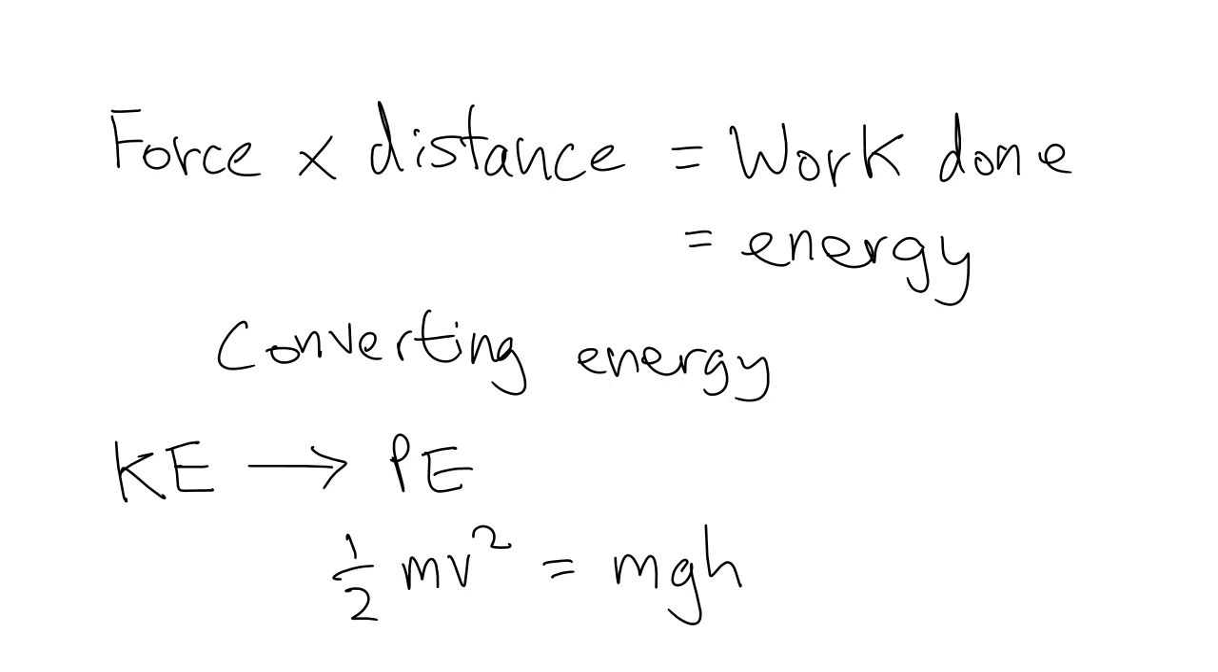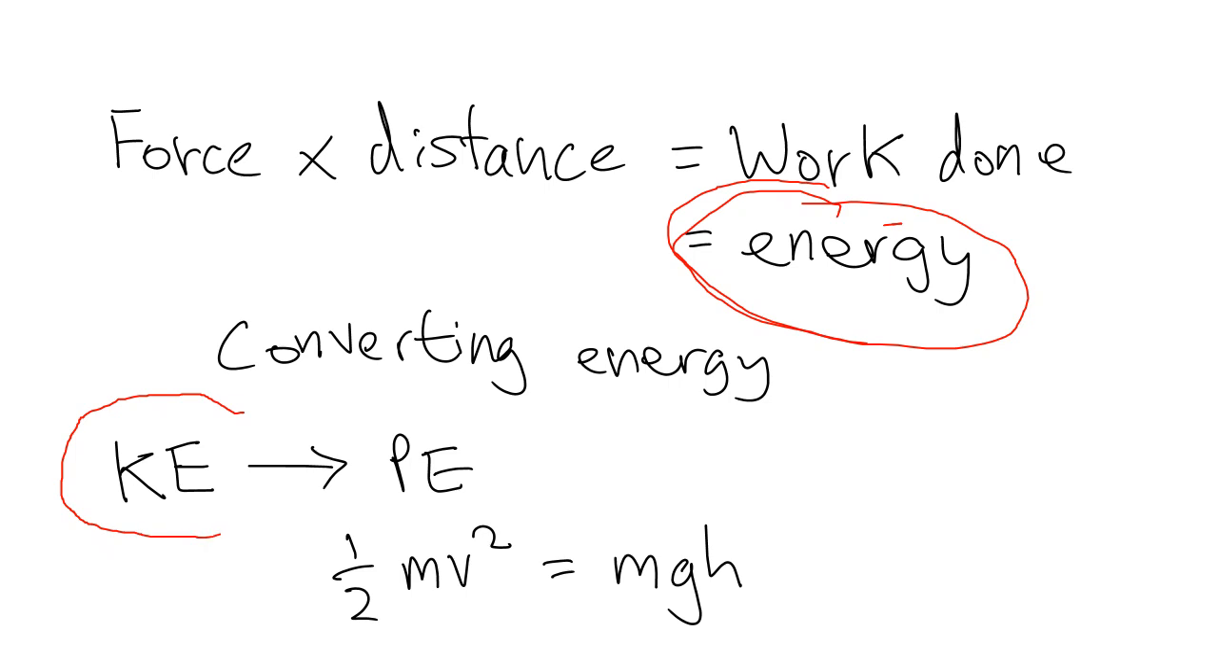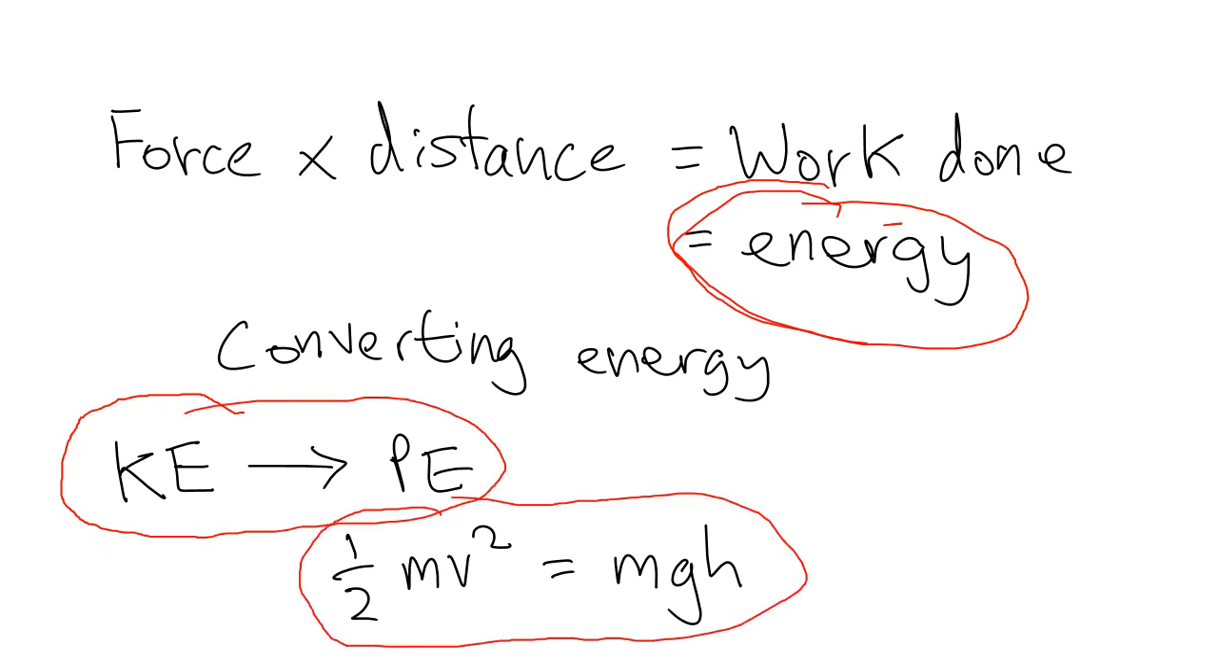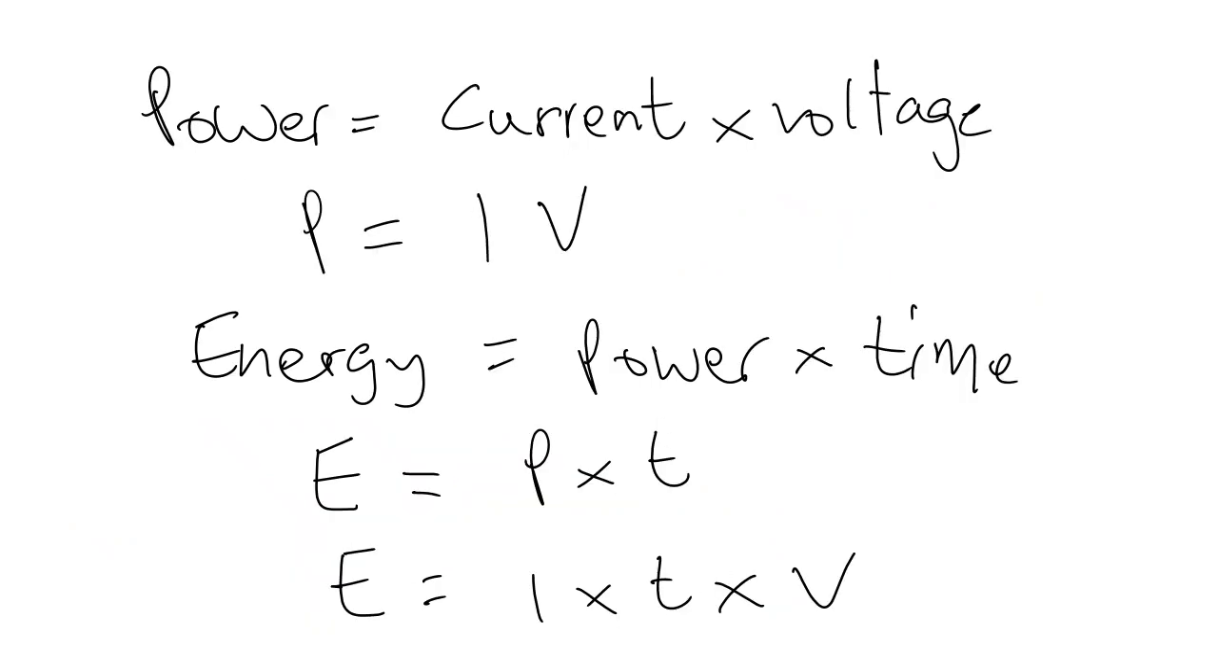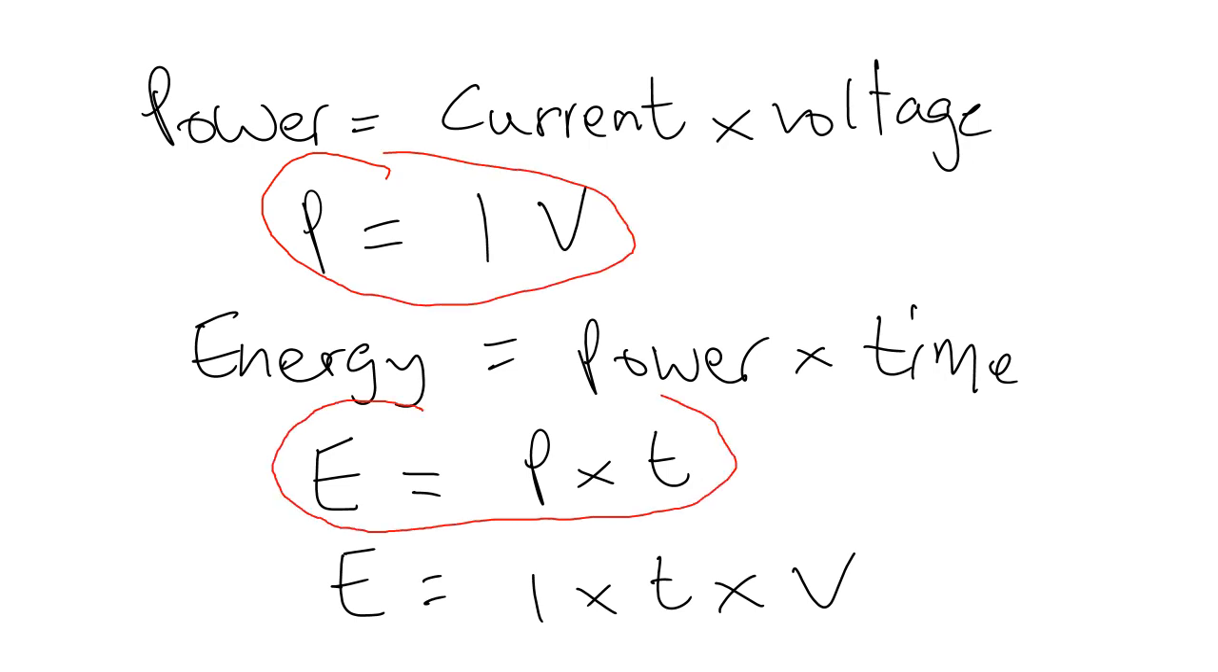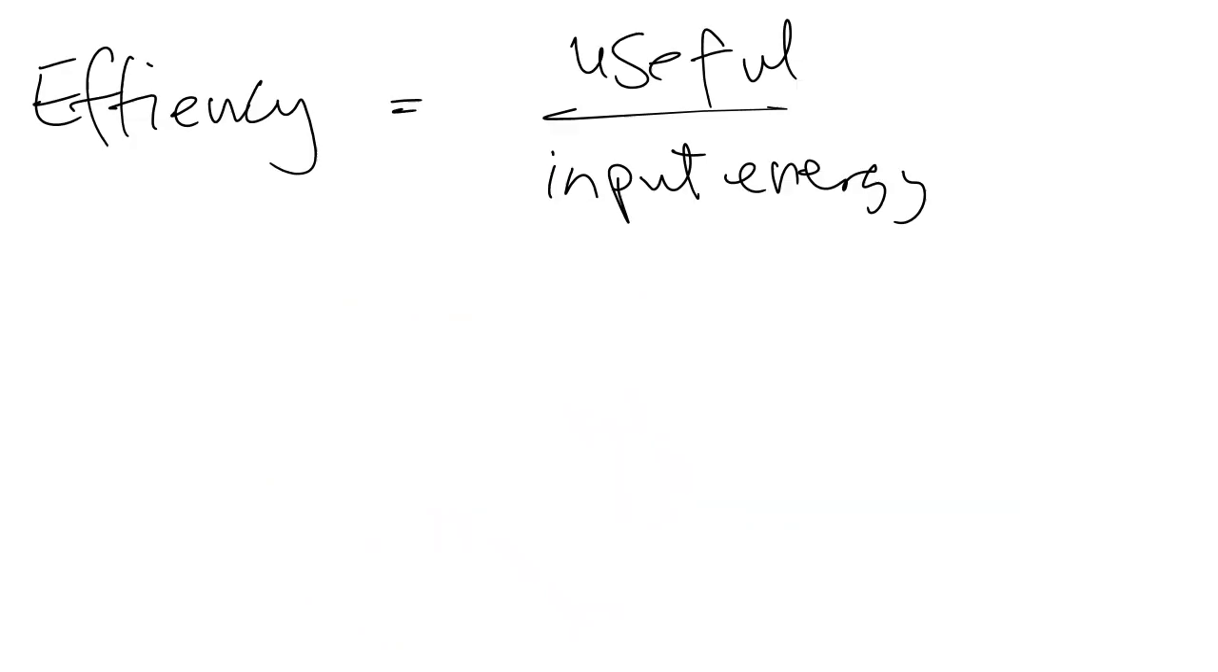Force times distance is work done, and it is energy. If you were to convert energy, let's just say converting kinetic energy into potential energy, you can use half mv squared equals mgh, and then solve. Power equals current times voltage, so P equals IV. You also know that energy is power times time. But because you know that P is IV, you can say that energy is ITV. This is for electrical circuits.